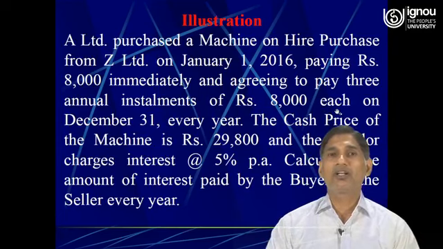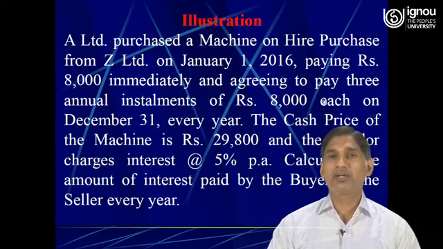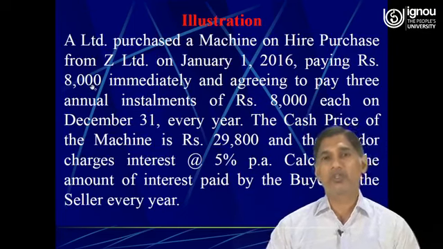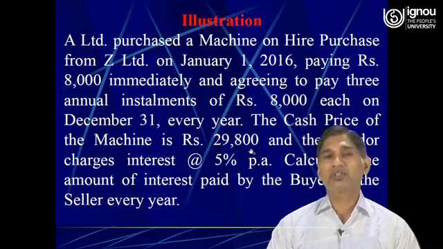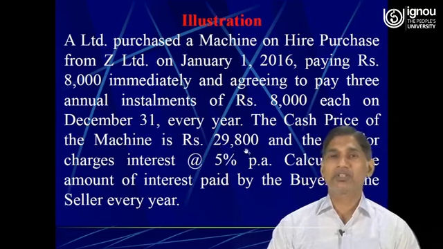It means the total hire purchase price of the product is 8,000 multiplied by 3, 24,000, plus 8,000 cash down payment. It means 32,000. The cash price of the machine is 29,800. So, 32,000 was the hire purchase price and 29,800 is the cash price of the machine. So, this difference, that is 2,200, is the interest, and the vendor charges interest at the rate of 5% per annum. Calculate the amount of interest paid by the buyer to the seller every year.